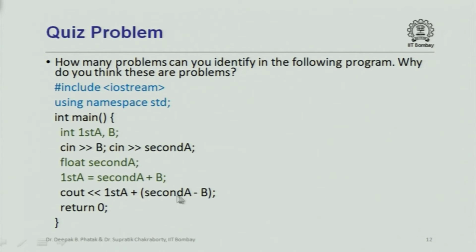Cout first a plus second a minus b should be enclosed in double quotes because it's a string. No, but this is not a string. So these are all numbers, right? But then we don't have a variable in which we have stored this string. So we mean to output.